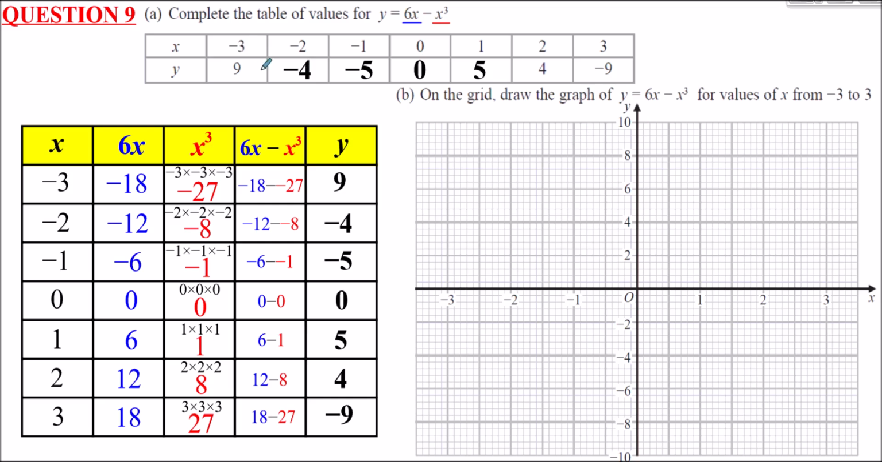So the first coordinate we've got is when x is minus 3, y is 9. So first of all, we plot that one over here. Next of all, when x is minus 2, y is minus 4, which goes down here. We then have minus 1 and minus 5, which is going to be here. Then 0, 0 through the origin. Then 1 and 5, which is up here. Then 2 down to 4 again. And then 3 down to minus 9, like so.